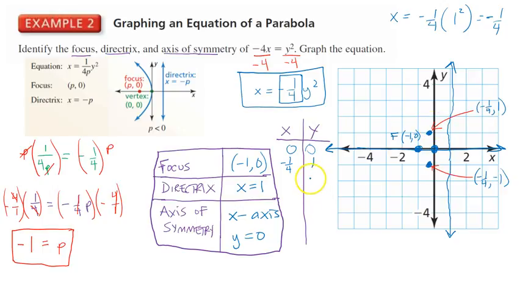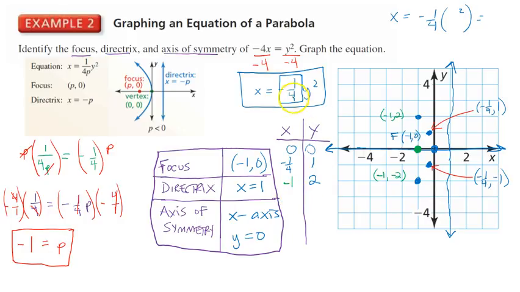What about when y is 2? That means we would do negative 1/4 times 2 squared. That's negative 1/4 times 4, which is negative 1. So we get the point negative 1, 2. So negative 1 on the x, up 2 on the y. And then we have a mirror image down here because of our axis of symmetry. And I just wanted to switch up my colors real quick so that the focus was green and then all the points on the parabola were the same color.